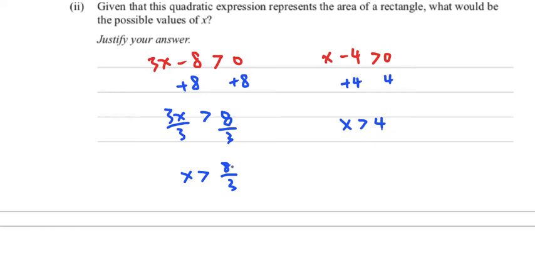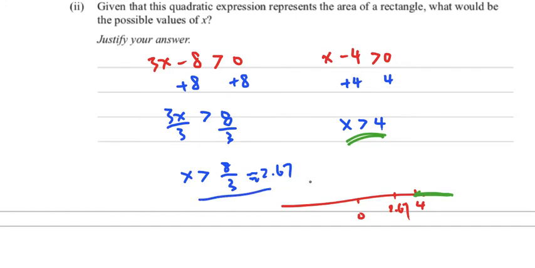Alright, just pay attention over here. 8 over 3 is roughly equal to 2.67, something like that, right? Roughly. Now, certainly that's smaller than 4. If you draw it out on the number line over here, if that's 0, that should be 4, and that should be roughly about 2.67. Now we can see based on this inequality that it covers this area, and based on this inequality it covers roughly about this area.